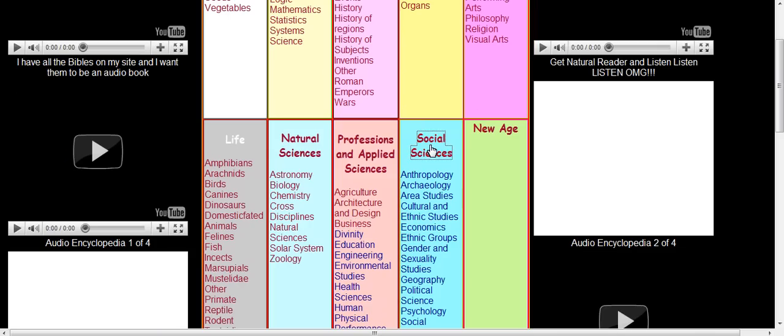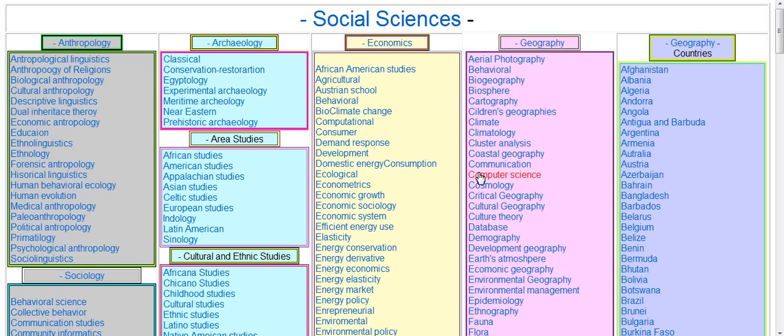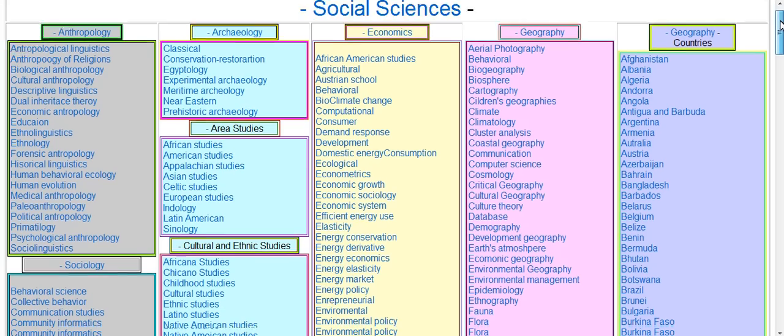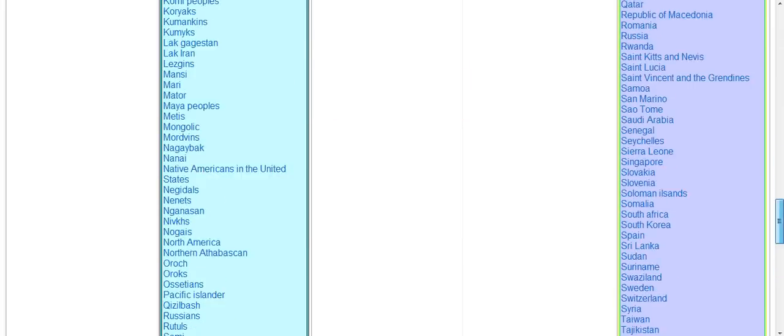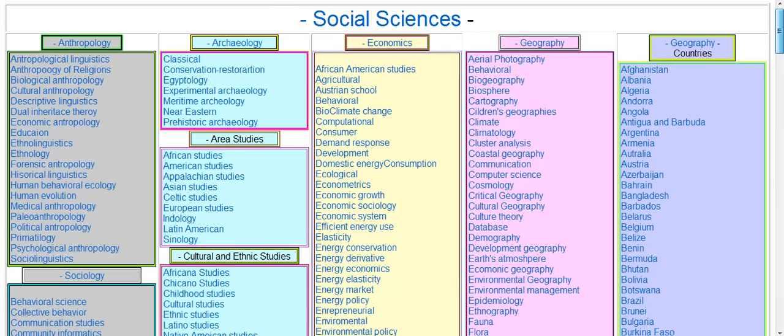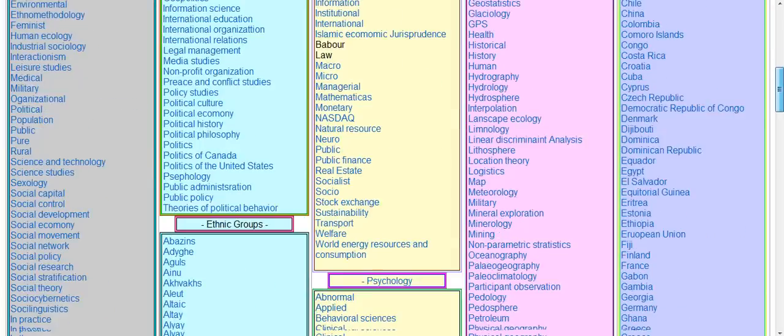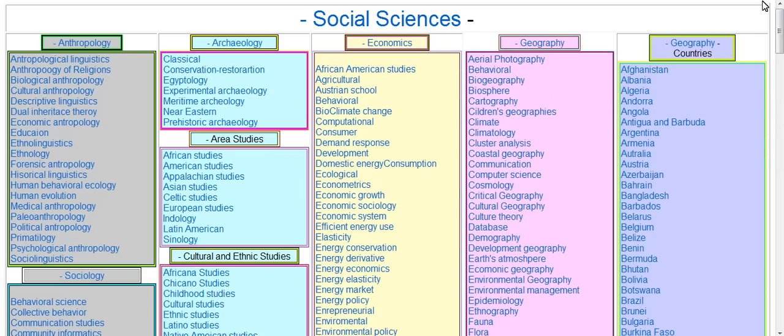Well, let's move ahead. Social sciences. What are all the different kinds of social sciences? Well, here we are. Geography. Countries. So I have the audio file of all the different countries. I just have to get the data. I wish I could upload it someplace in case my hard drive dies. I do have it on my mom's hard drive, but hopefully her hard drive doesn't die either, or else it's a month and a half of solid work down the drain for me.